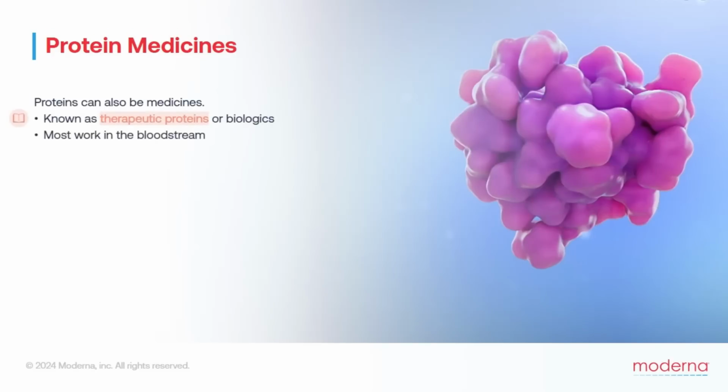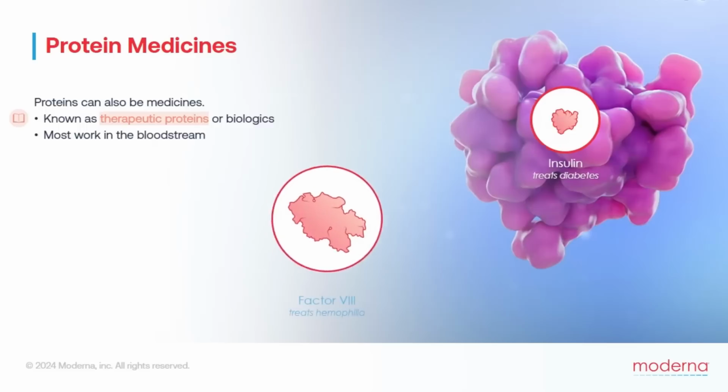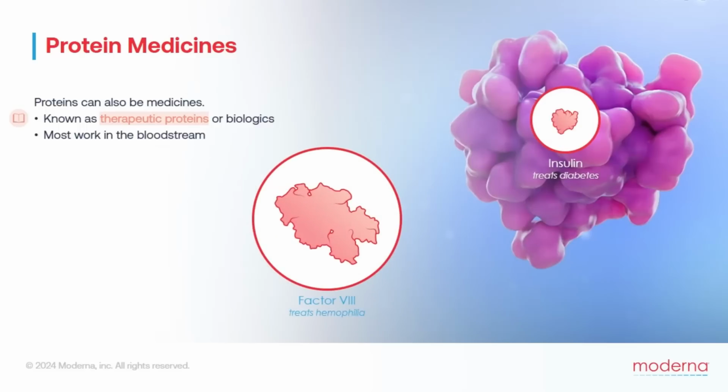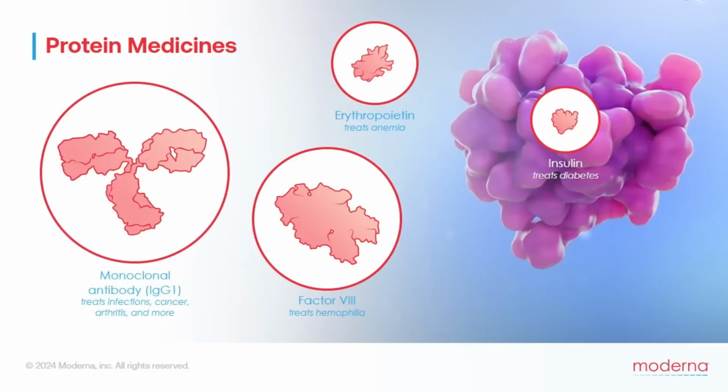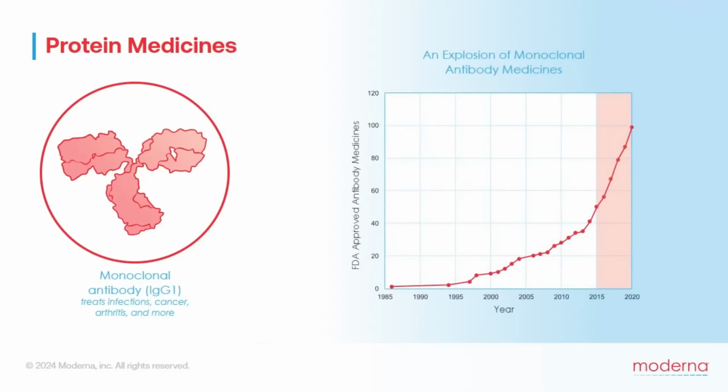Almost all proteins currently in use as medicines do their work in the bloodstream. Notable examples include insulin, used to treat diabetes, blood clotting factors used to treat hemophilia, erythropoietin used to treat anemia, and monoclonal antibodies, which have many different uses ranging from warding off viral infections to treating cancer and arthritis. As a class, monoclonal antibodies have proven so efficacious that between 2015 and 2020, the U.S. Food and Drug Administration, the FDA, approved about 10 new monoclonal antibody medicines per year.